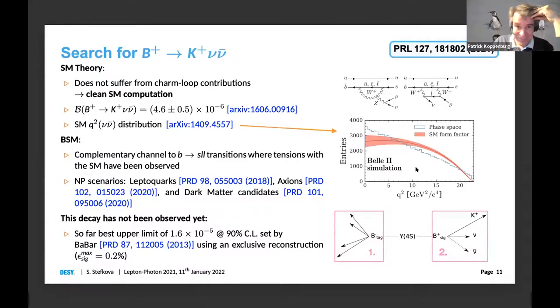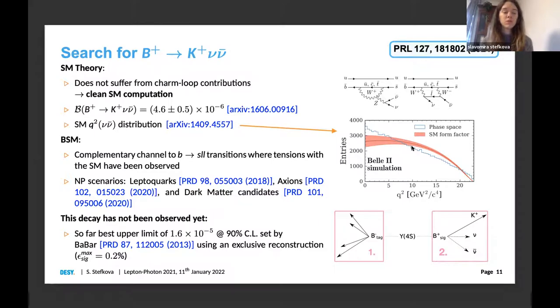Now let me move on to the last topic, which is the search for the B to K nu nu. So unlike in the charged lepton case, in here, we do not suffer from the charm loop contribution. So we have a cleaner standard model computation of the branching fraction. And in the standard model, it is predicted to be roughly 4.6 times 10 to the minus 6. In the measurement that I'm going to show, which was now published in PRL, we are measuring the standard model process with the dineutrino mass squared distribution shown in this plot here, in this red band.